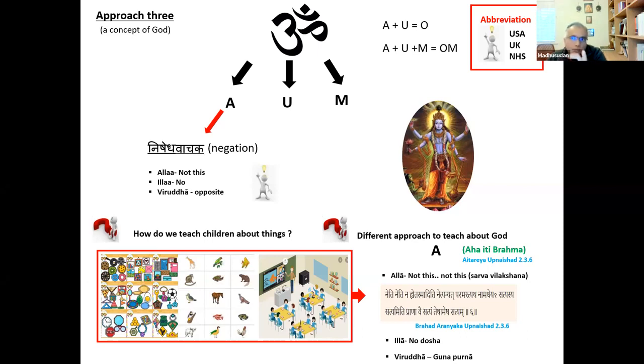There are 3 approaches to negation in our Indian languages. In most Indian languages, there are 3 ways of negating something. I will take Kannada, which is my mother tongue, or you can also take other South Indian languages like Tamil, for example. You can say Alla or Illa or Viruddha. Alla means not this. Illa means no. Illa, idu illa. Viruddha means opposite. So when I say akara, it indicates all 3 concepts.